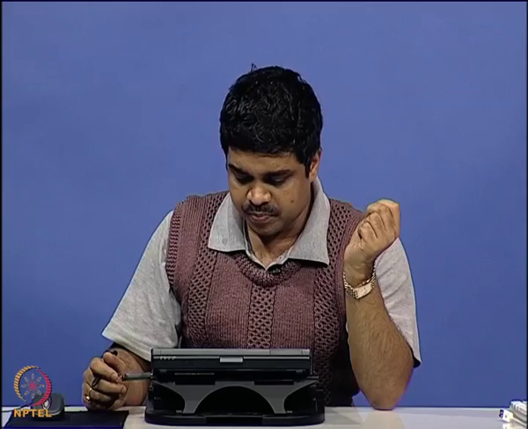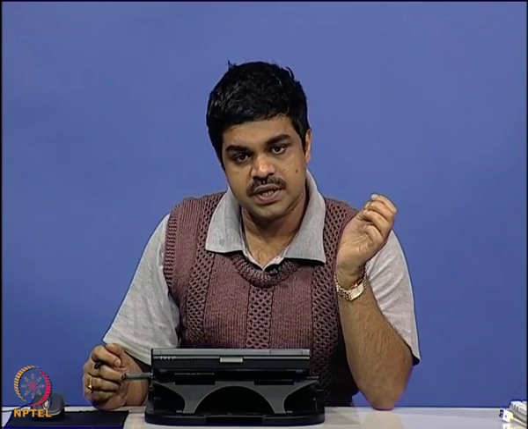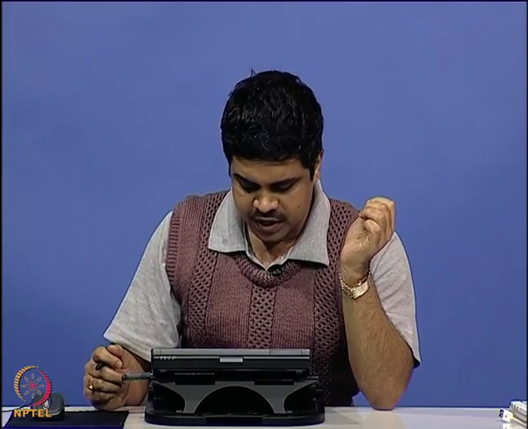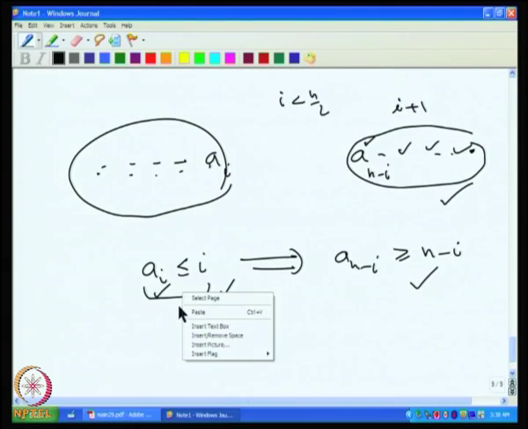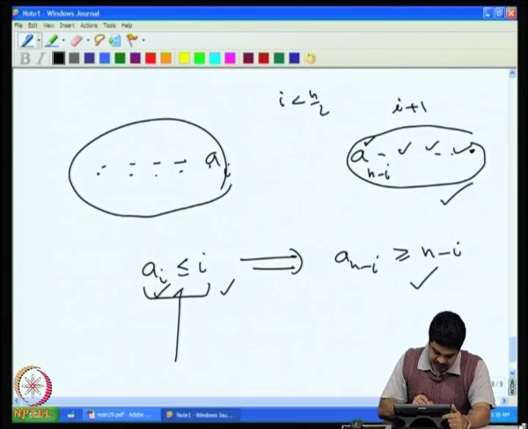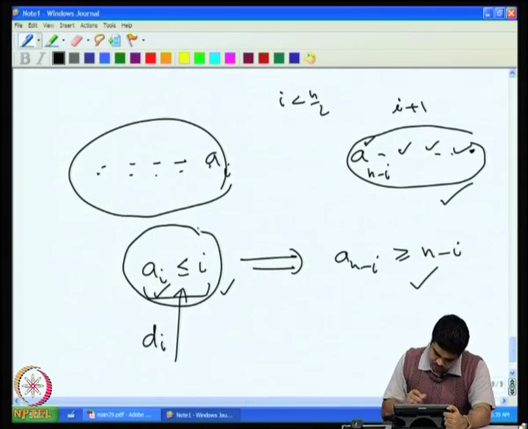Suppose you consider a pointwise greater degree sequence, will it also satisfy the condition? Of course it will, because if you take any ith vertex, suppose you consider d_i instead of a_i, a pointwise greater degree sequence. If d_i has become greater than a_i, well and good, we do not have to worry, because the condition says if this is true, then this should be true.